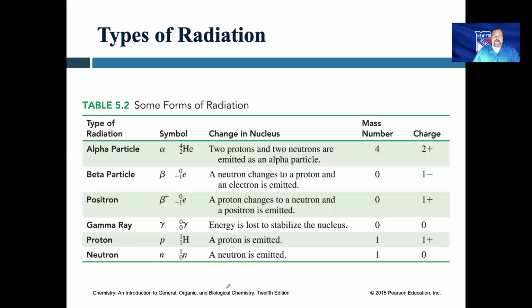All right. And then on the last slide here, we have all the different forms of radiation in terms of their symbols. We talked about protons and neutrons as well. What change in the nucleus occurs? For an alpha particle, 2 protons and 2 neutrons are emitted. Beta particle, a neutron changes to a proton and an electron is emitted. Positron, a proton changes to a neutron and a positron is emitted. Gamma rays, energy is lost to stabilize the nucleus. And then I guess protons and neutrons themselves can be emitted. We're not so concerned essentially about that right now, but they would be included in the different forms of radiation as well.